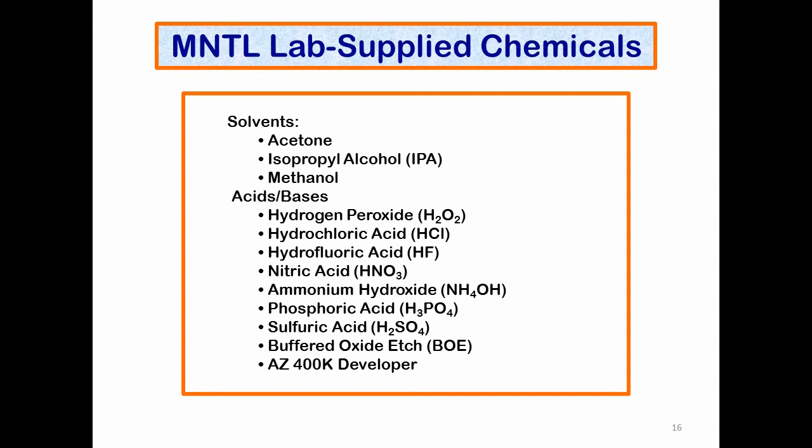The MNTL lab provides a number of chemicals. The list that we have available at the moment is acetone, isopropyl alcohol, methanol, hydrogen peroxide, hydrochloric acid, hydrofluoric acid, nitric acid, ammonium hydroxide, phosphoric acid, sulfuric acid, buffered oxide etch, which does have HF in it, and AZ400K developer.